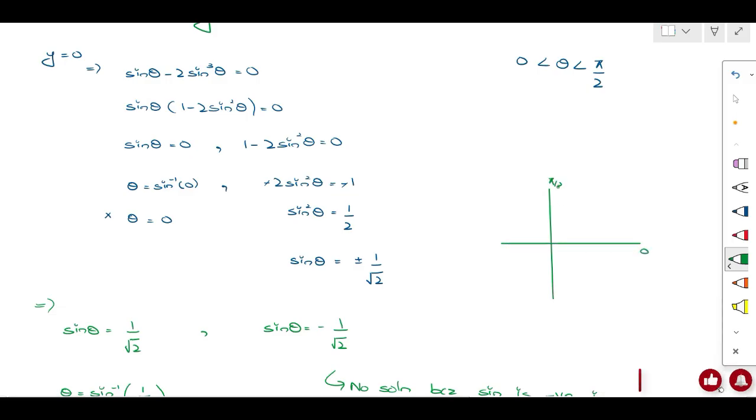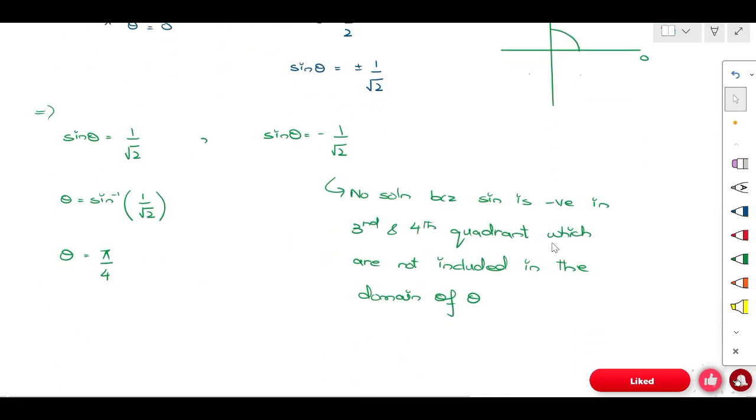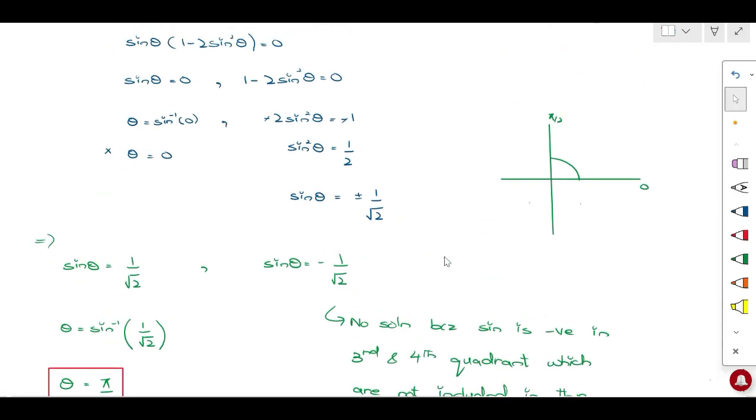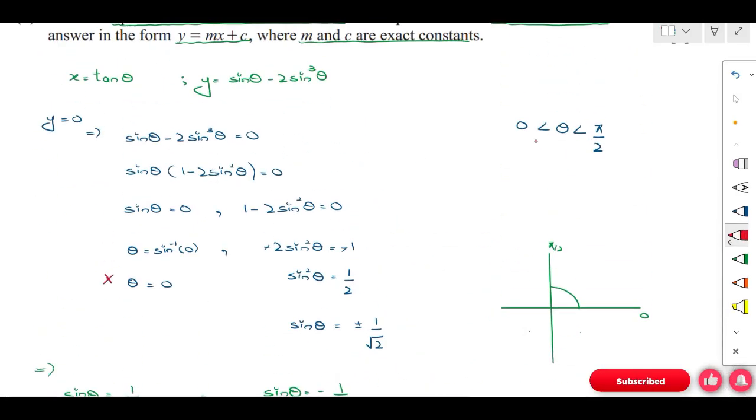Theta is between 0 and pi by 2, the only first quadrant we are working on. Sine is negative in the third and fourth quadrants, which is not in the domain, so we have no solution from here. So the only value of theta we got is pi by 4. We got theta equals 0 as well, but we are not considering 0. Why are we not considering 0? Because 0 is not in the domain of values of theta.